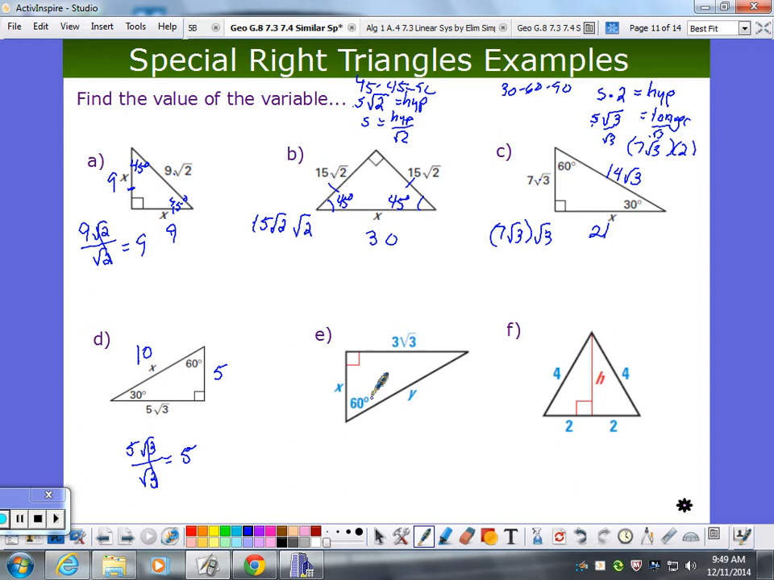I see a 60, I see a 90. I always do write in the other one. Maybe you can see that in your mind's eye that it's 30. I like writing it down. I like seeing it. So I know here's the longer side, here's the shorter side, here's my hypotenuse. Again, they're giving me a longer side. So if I want to find the shorter side, it's the longer side over the square root of 3. So this must be a 3. And then shorter side times 2 gives me the hypotenuse.